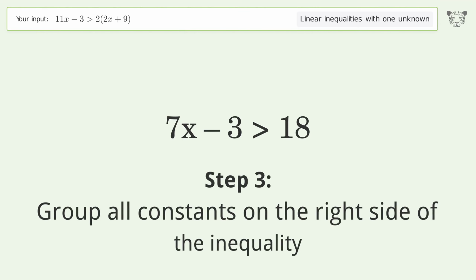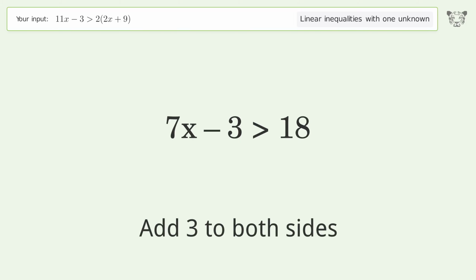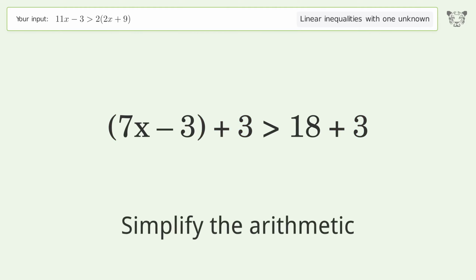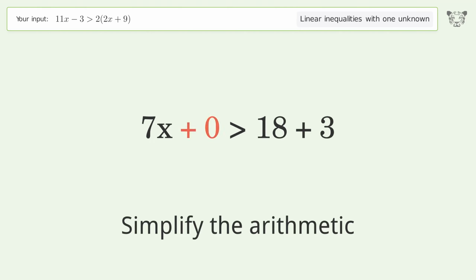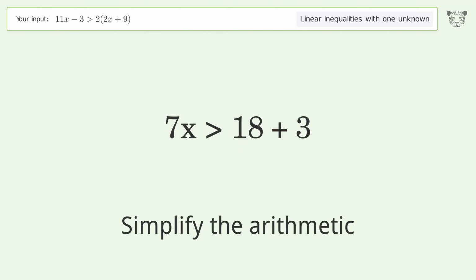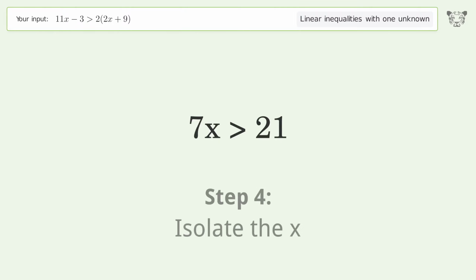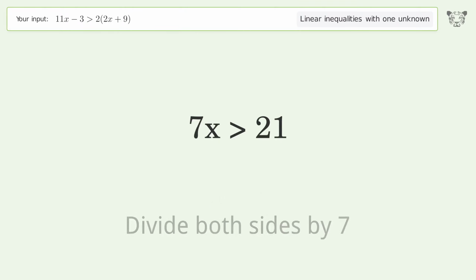Group all constants on the right side of the inequality. Add 3 to both sides. Simplify the arithmetic. Isolate the x. Divide both sides by 7.